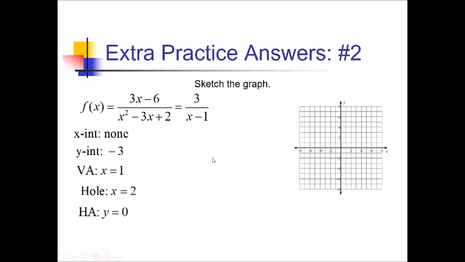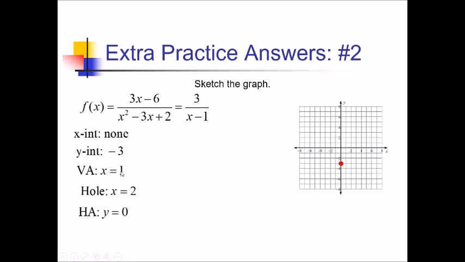For this problem, we're trying to sketch the graph of this rational function, which they've given us the original and a simplified version, and also the key features of this graph. So going through and using the features, we've got a y-intercept at -3, so let me put that on the graph right here at -3.